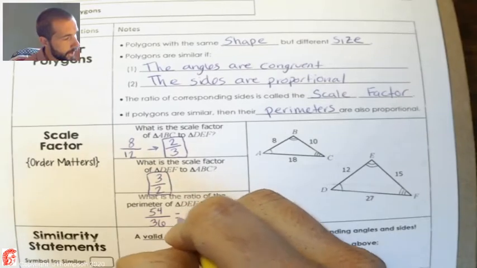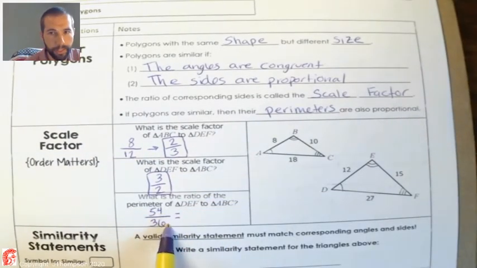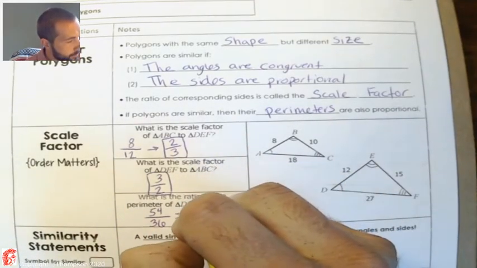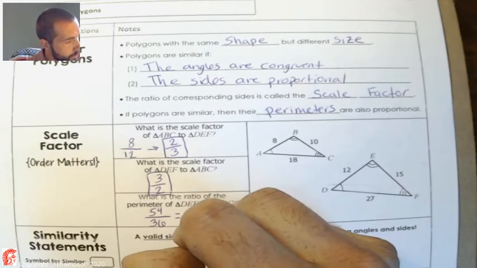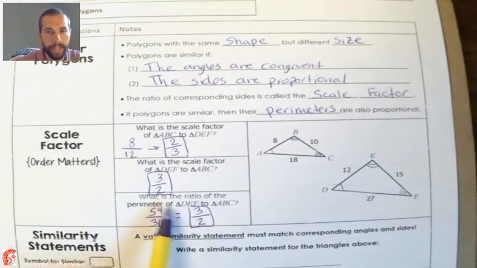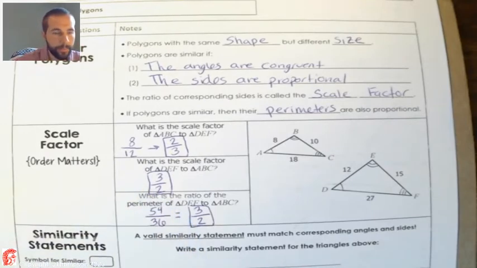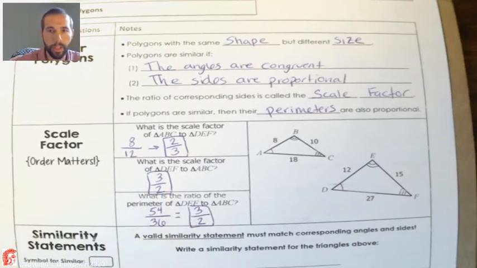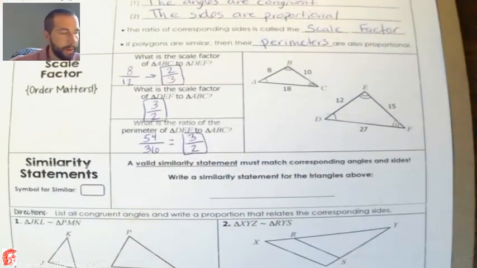And then you want to divide that one. They both divide evenly by 18. And 18 goes into 54 3 times. 18 goes into 36 2 times, so that reduces to 3 over 2. Notice how they're the same scale factor when you just write the corresponding sides and then the corresponding perimeters, you get the same thing.